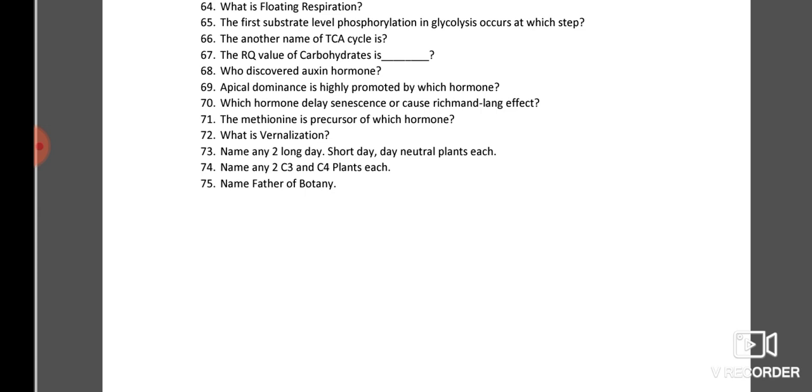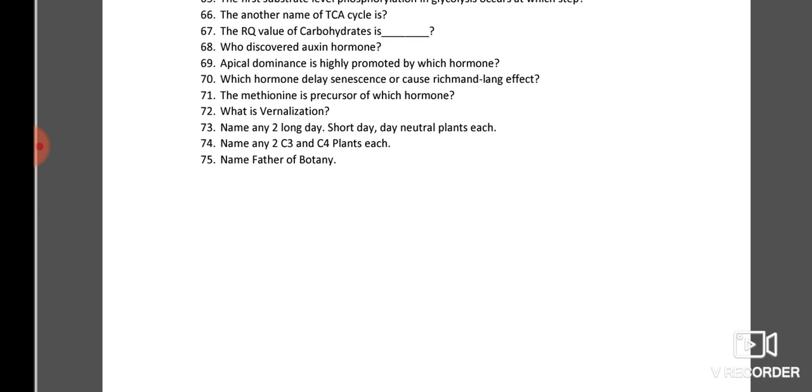Methionine is the precursor of the ethylene hormone. Ethylene, which is a gaseous hormone, has the precursor methionine. For the auxin hormone, the precursor is tryptophan.